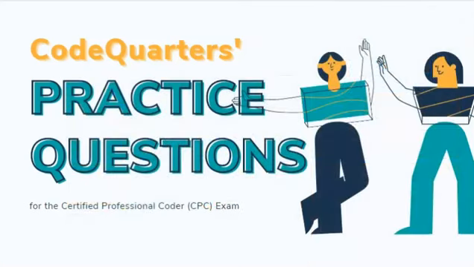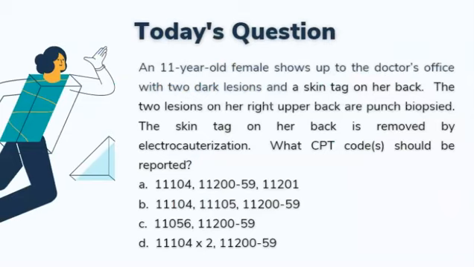Here is today's question. An 11-year-old female shows up to the doctor's office with 2 dark lesions and a skin tag on her back. The 2 lesions on her right upper back are punch biopsied. The skin tag on her back is removed by electrocauterization. What CPT code or codes should be reported?